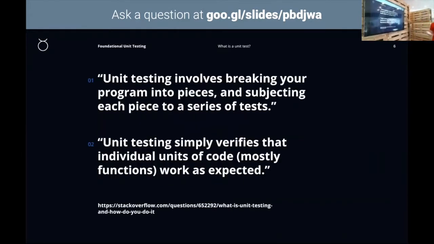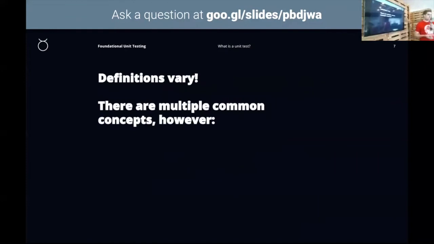Some Stack Overflow answers on it. The question was, what is unit testing and how do you do it? Unit testing involves breaking your program into pieces and subjecting each piece to a series of tests. Another answer was, unit testing simply verifies that individual units of code, mostly functions, work as expected. So there's a few different variations of the definitions.